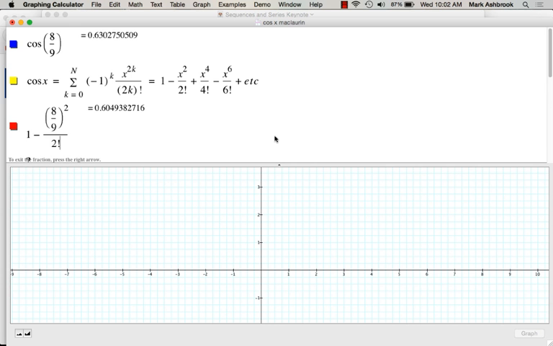So the third partial sum is what? The second partial sum, plus one more term, right? So plus 8/9 to the 4th divided by 4 factorial.